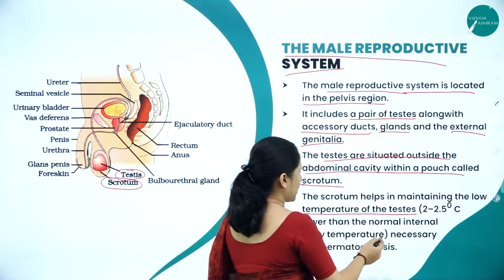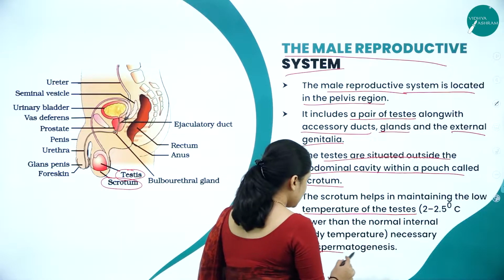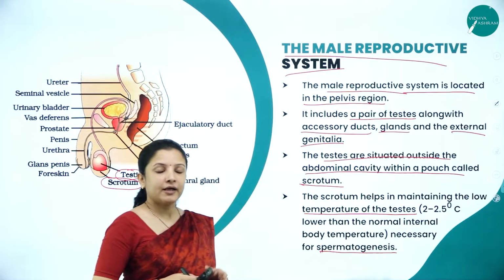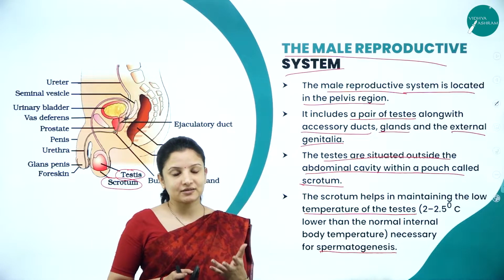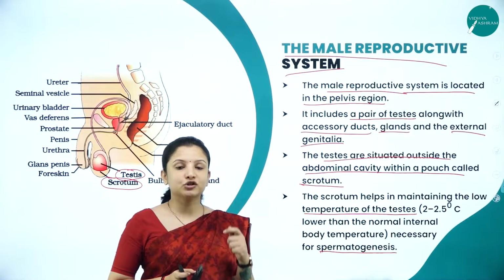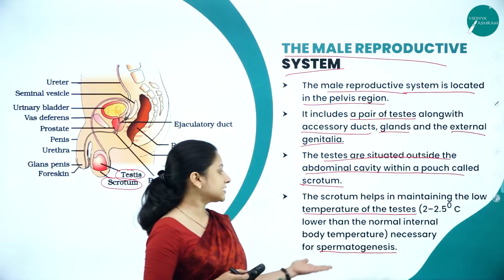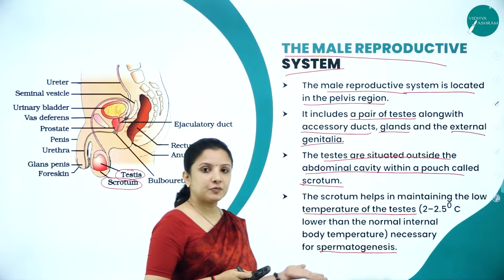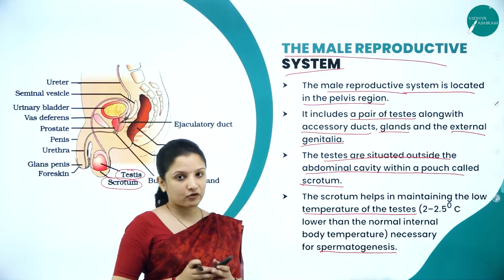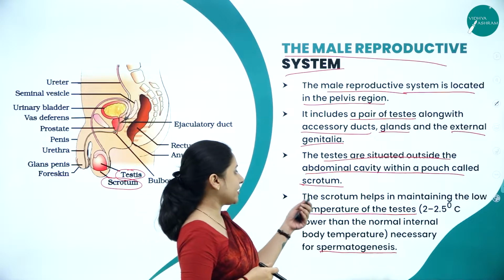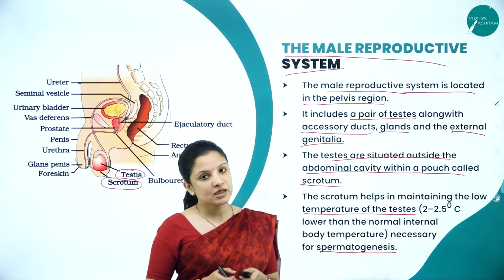And not just that, the scrotum is also important because, as I told you, it helps in maintaining the temperature of the testis, and the temperature of the testis should be maintained because of the production of the sperm, which is called as spermatogenesis. So if the sperms have to get produced properly, then the temperature of the testis should always be maintained, and that is facilitated by the sac-like or pouch-like structure which is called as the scrotum.